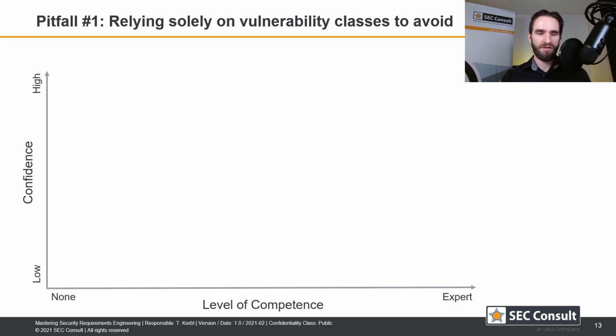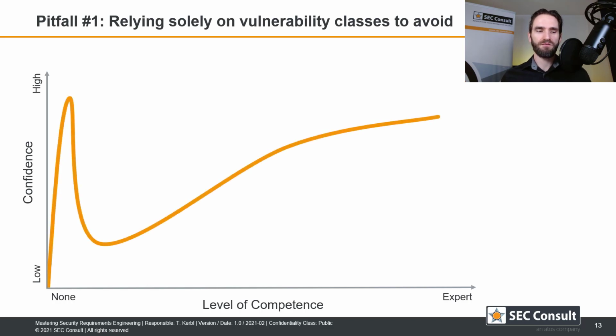You see here on the x-axis the level of competence, and on the y-axis the confidence that you have in your competence. So we get this little curve. You might have seen this before. It's called the Dunning-Kruger effect, named after Dunning and Kruger. It can be witnessed in many different disciplines, in sports, in music, and so on.